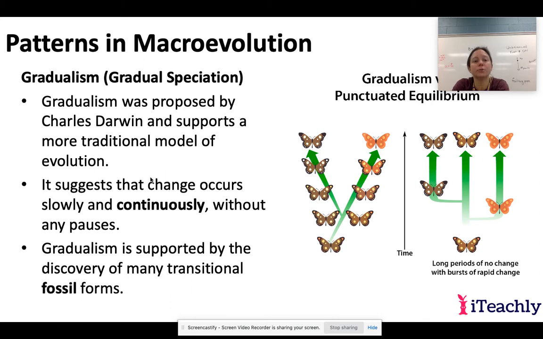So gradualism was proposed by Darwin, and it does support the traditional models of evolution. It does suggest that changes are gradual and slow, and that this is always happening, and that we're constantly changing. Gradualism is supported by fossil forms.